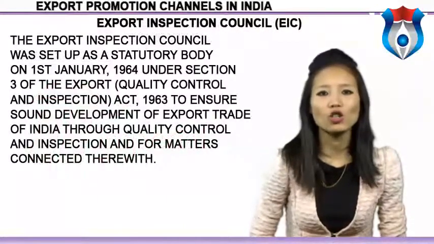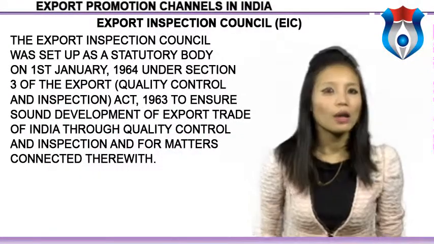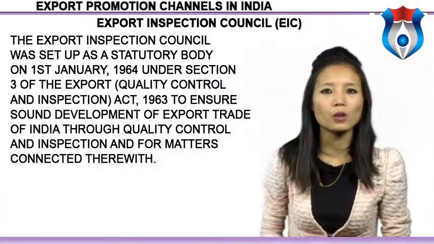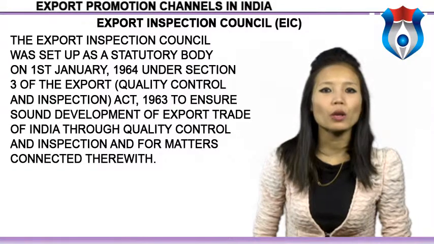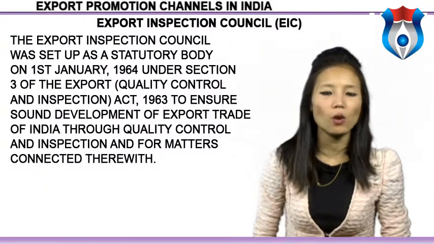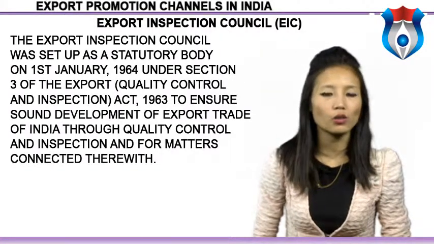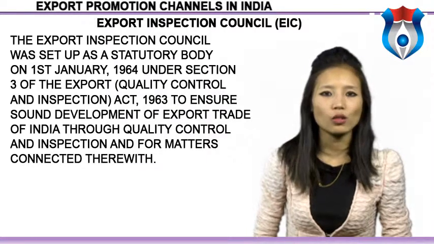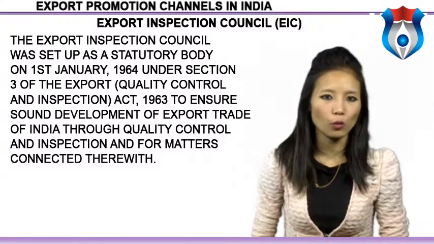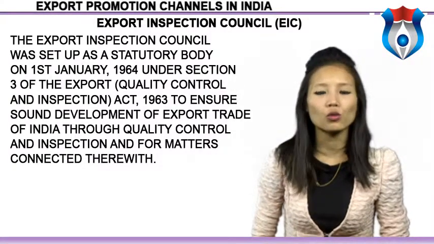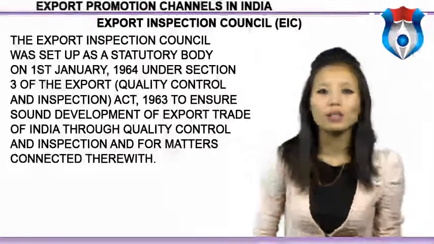Export Inspection Council, EIC. The Export Inspection Council was set up as a statutory body on 1st January 1964 under Section 3 of the Export Quality Control and Inspection Act 1963 to ensure sound development of export trade of India through quality control and inspection and for matters connected therewith.